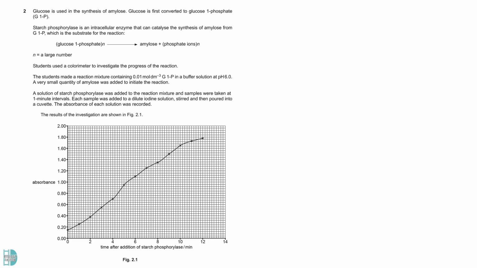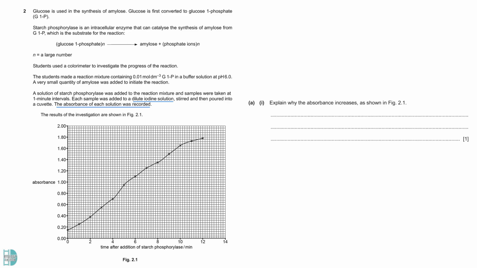Question 2 shows an enzymatic reaction that synthesizes amylose. Figure 2.1 shows the result of an experiment to investigate the reaction. The mixture is tested with an iodine solution, and the absorbance is read by using a colorimeter at fixed time intervals. A1. Explain why the absorbance increases.